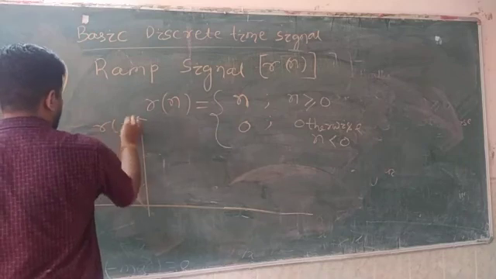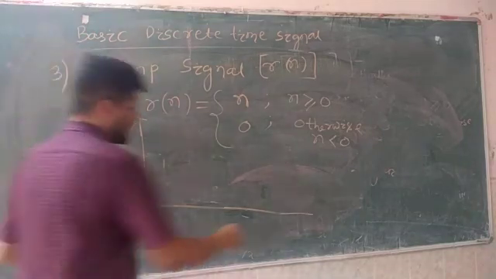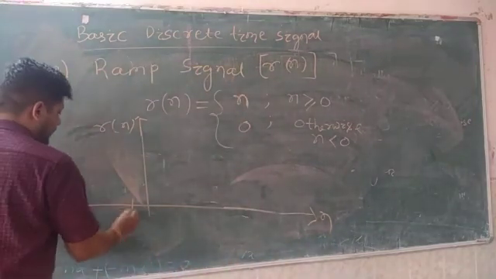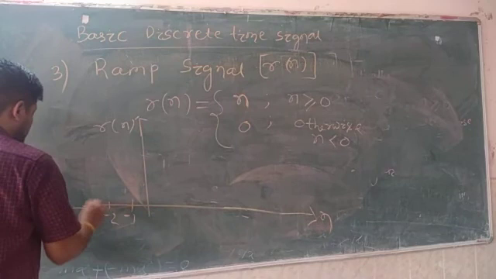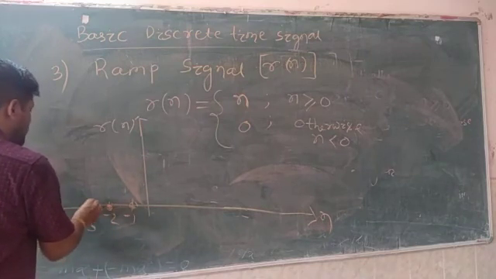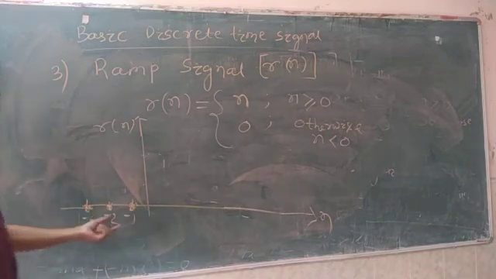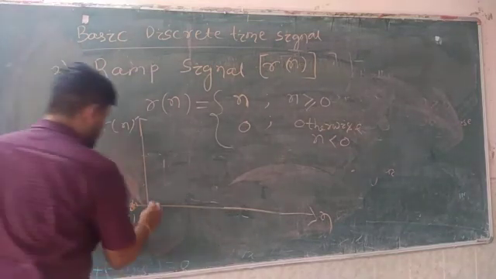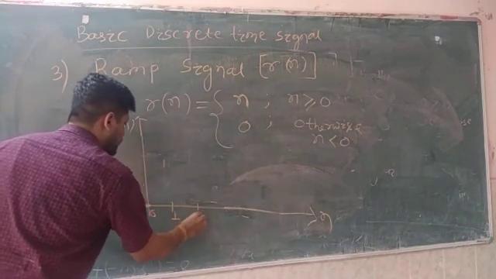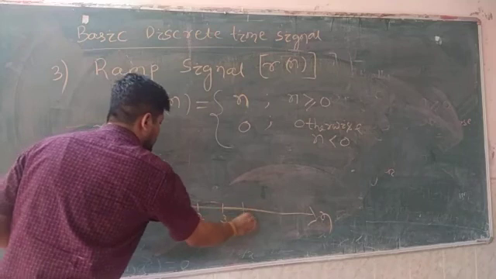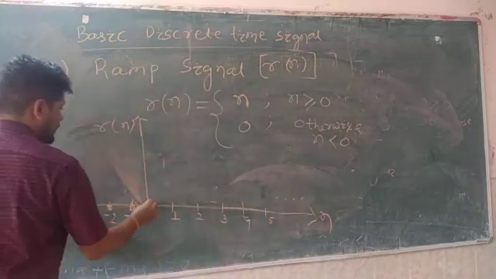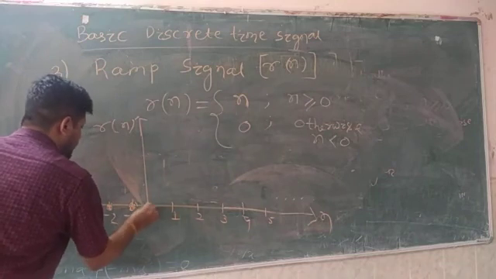This is r of n, and now plotting r of n with respect to time n. For all the negative values, that is -1, -2, -3, this value is equal to 0. For all the negative time, this value is 0, and I have to consider from 0 onwards, that is 0, 1, 2, 3, 4, 5, like that up to infinity. So what will be the height? At n equal to 0, this sample will be equal to 0.